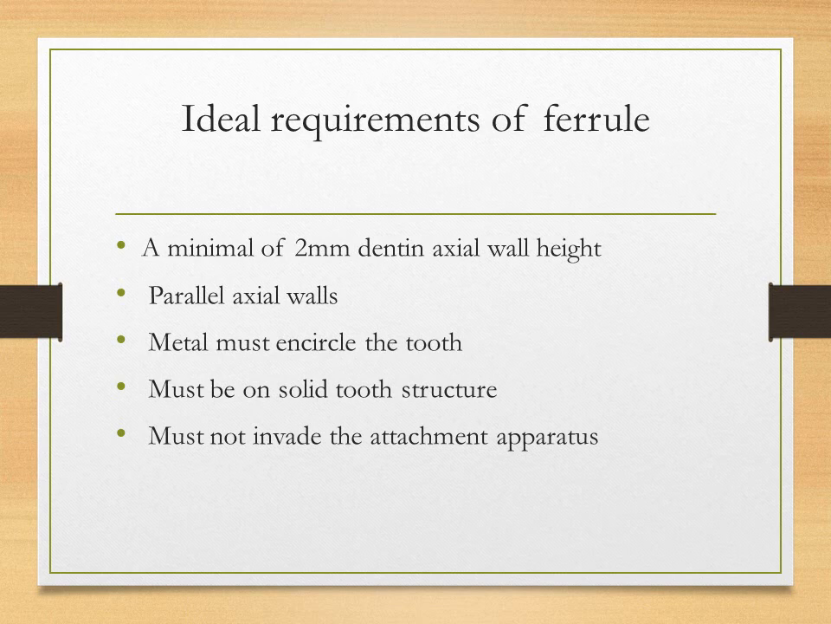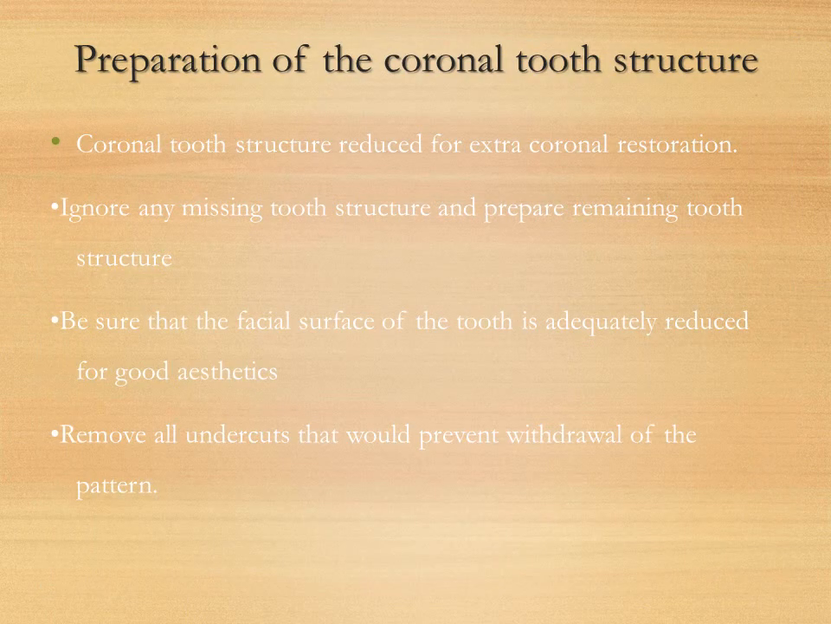We have to try to keep the walls of the ferrule as parallel as possible, and this helps in encircling the tooth with the help of the core. The core can either be your metal in the case of cast posts, or it can be your prefabricated post as well. Of course the ferrule has to rest on solid tooth structure. If you think it is weakened by caries or cracks, it doesn't really help, because that is just going to fracture when it is subject to mastication. And it should never invade the attachment apparatus, so you have to respect the biologic width of the tooth.